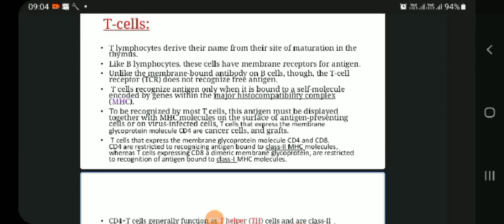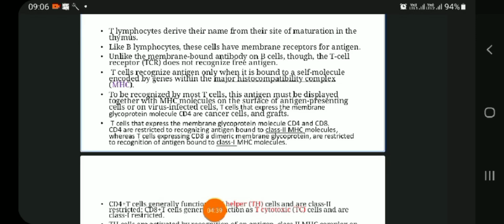The antigen must be complexed with the MHC molecule, the major histocompatibility complex. When the antigen is complexed with the MHC molecule, that complex, antigen plus MHC molecule, will be recognized by the T cell receptors and eventually the T cells. But free antigen alone is not recognized by the T cell, which is a drawback of the T cell compared to the B cell, because the antibody molecule on the B cell can recognize any kind of free antigen. The T cells cannot recognize free antigen. It must be complexed with the MHC molecule, and the whole complex will be recognized by the T cells.